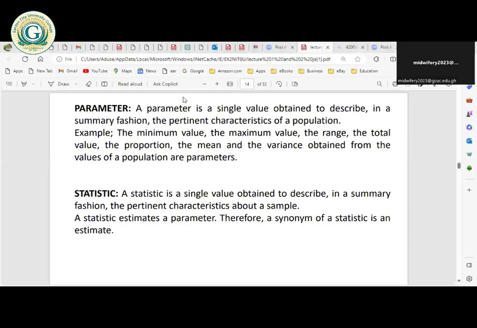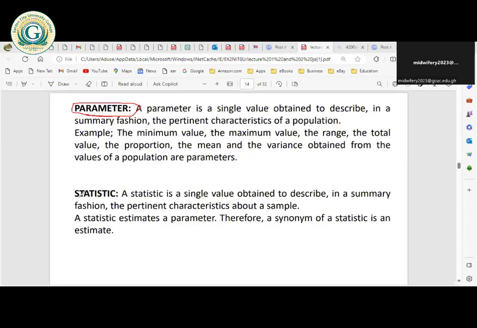Okay, so parameter. When you hear parameter, it means that you've computed a characteristic, any figure, from the population. Once you've computed it from the population, it is referred to as the parameter.